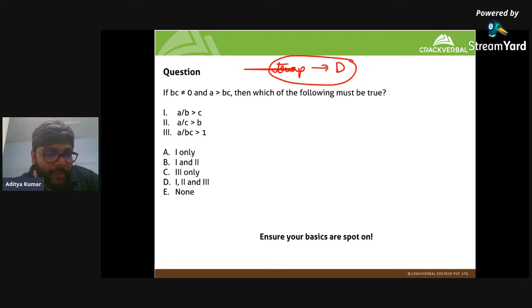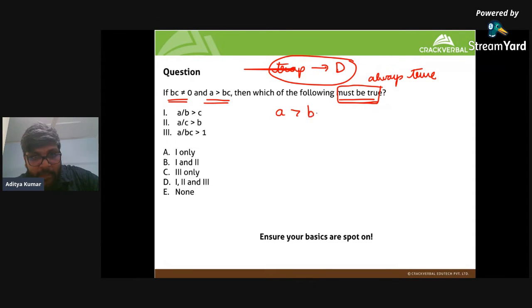Now, what concept is this testing you on? It's important for you to know the concept, right? This question is just testing you on the basic concept that you can never multiply or divide both sides of an inequality with a variable until you know the sign of that variable. So what they've given me is BC is not equal to 0 and A is greater than BC. And the question asks me which of the following must be true. That means I need to pick one which is always true, right?